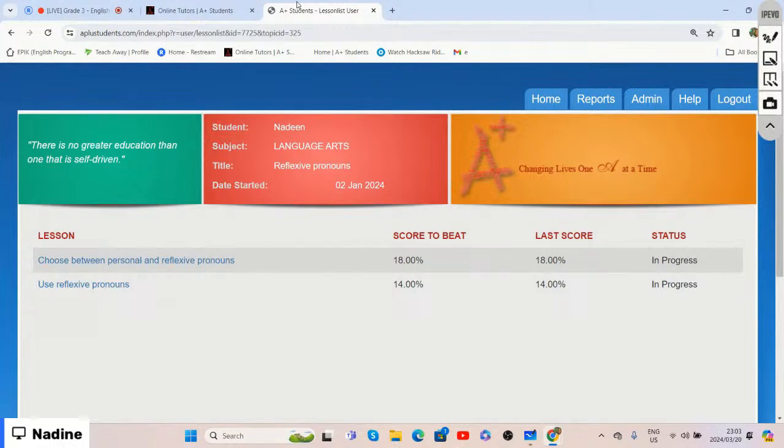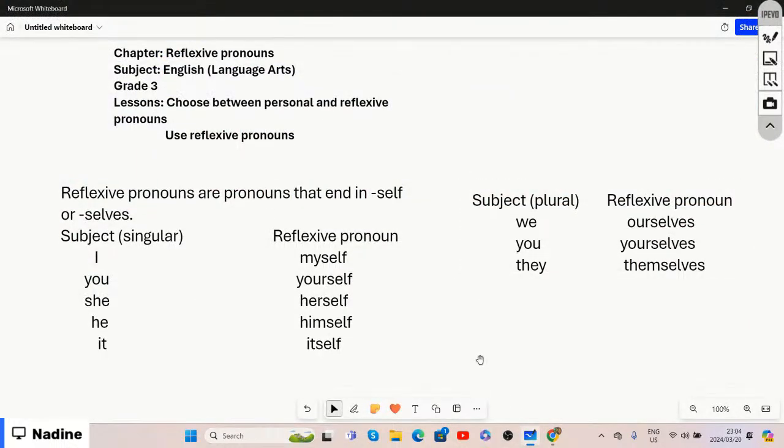All right. So, a reflexive pronoun. Before we go on to what a reflexive pronoun is, our chapter is reflexive pronouns. Our subject is English language arts, grade 3. The lessons that we are focusing on today under this chapter are to choose between personal and reflexive pronouns, and to use reflexive pronouns.